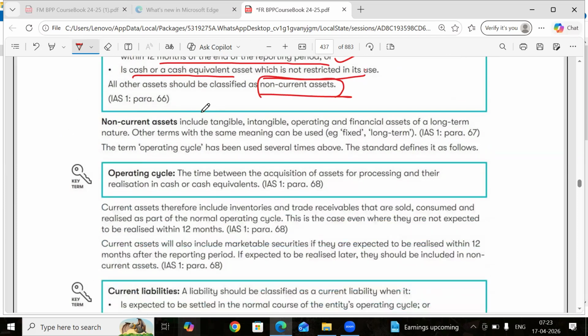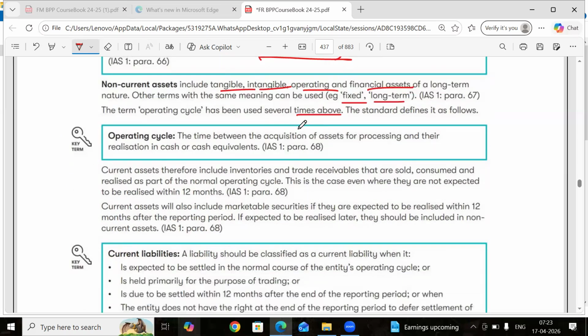Non-current assets: tangible, intangible, operating, financial assets of a long-term nature. The term operating cycle has been used several times above, and other terms with the same meaning can be used: fixed, long-term, etc. Operating cycle is the time between when you purchase the asset for processing and its realization in cash or cash equivalents. So if the operating cycle is within 1 year, they are current assets. More than 1 year, then they are non-current assets.